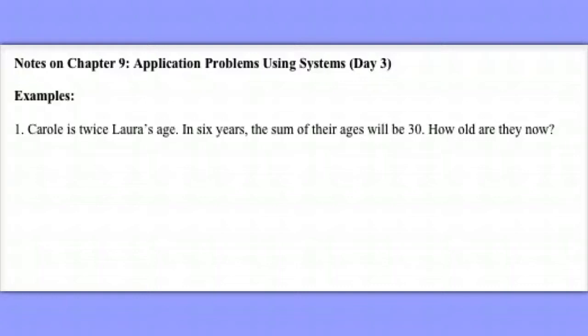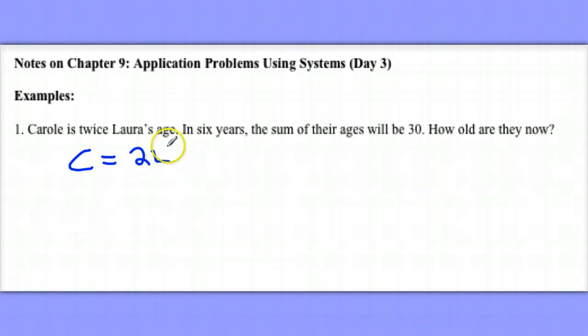For this lesson, we're going to continue to work with application of problems that result in systems of equations. Here we have Carol being twice Laura's age. So I'm going to use C for Carol and L for Laura. So C equals twice Laura's age.